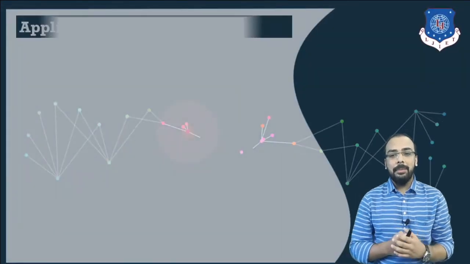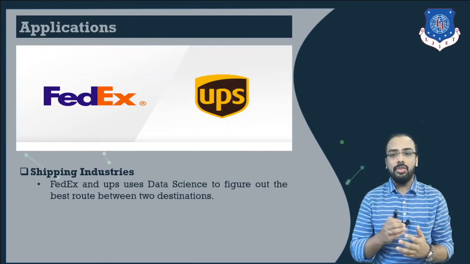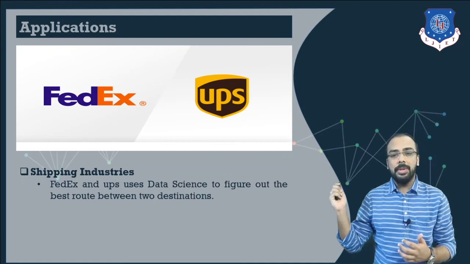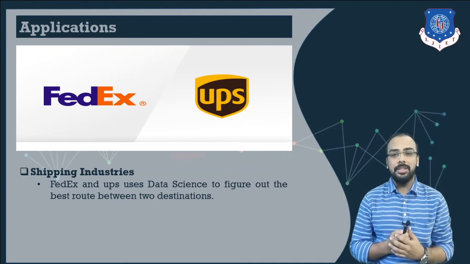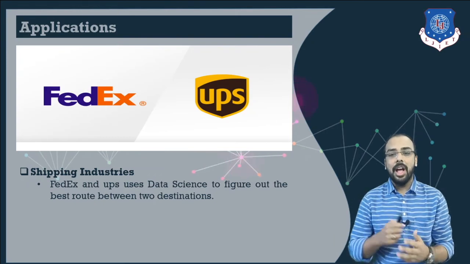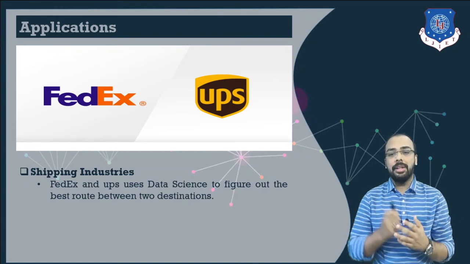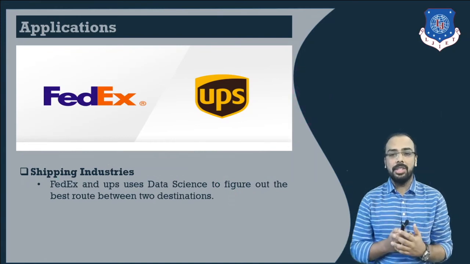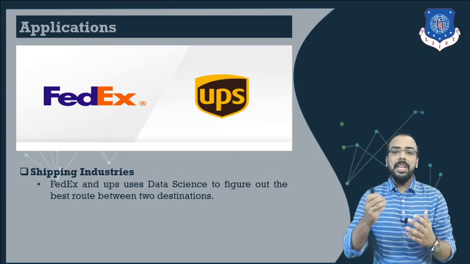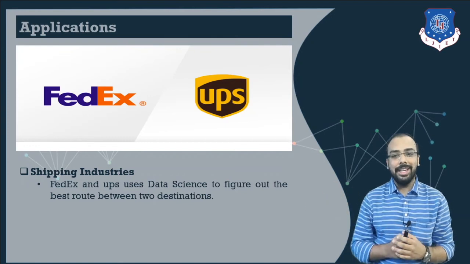The next application is when we want to ship or transport goods from one place to another. Two famous companies here are FedEx and UPS, and both are using data science. How? They use data science to find the best route, or to calculate the distance between two destinations or the minimal distance.